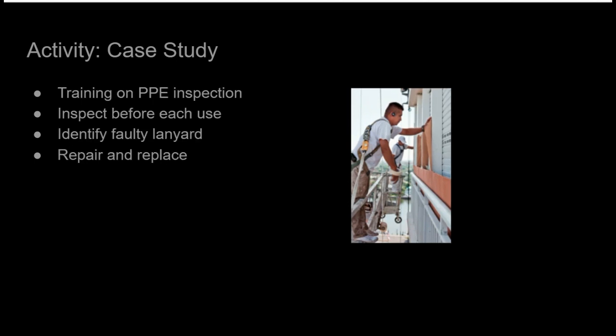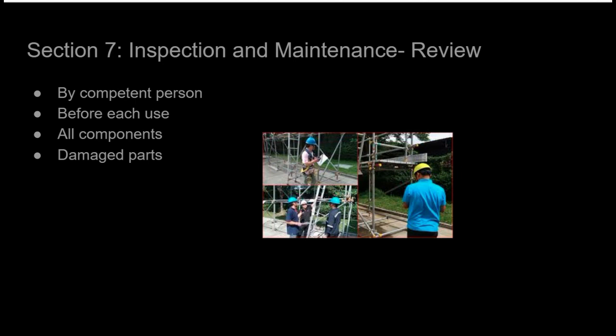A properly trained worker would have inspected his or her personal fall protection system before using it and would have spotted the faulty lanyard. If the lanyard had been found and replaced, the worker may not have fallen to his death. In this section, you learn that inspections must be done according to regulations and manufacturer's recommendations. A competent person is the best person to conduct the inspections, which need to be done daily and after any potentially damaging incident. All components should be checked, damaged parts immediately repaired or replaced.